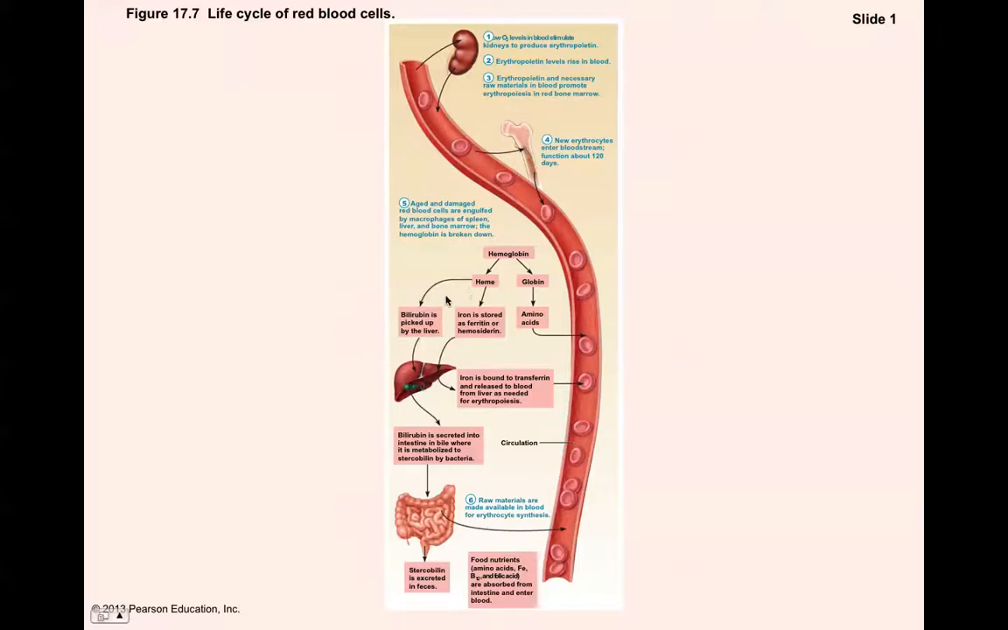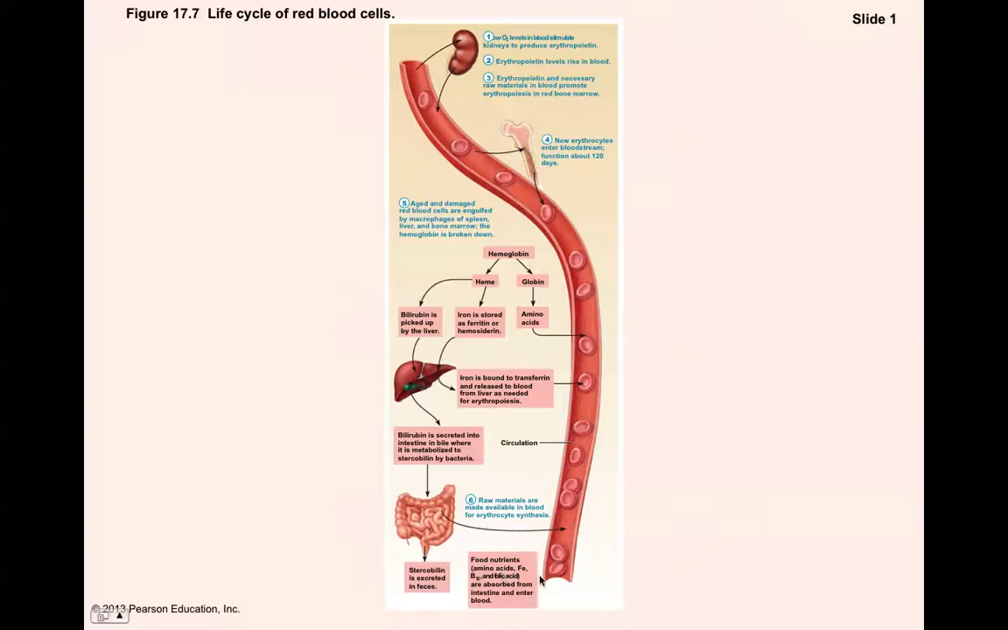The heme, okay, what happens is the iron part will be stored as ferritin or hemosiderin in the liver, and then the bilirubin is picked up by the liver as well, and this is going to be secreted into the intestine and the bile, where it's metabolized to stercobilin by bacteria, and then the stercobilin is excreted in the feces. And here, number 6, it's saying that the raw materials are made available in the blood for erythrocyte synthesis. So we're kind of going through this cycle.